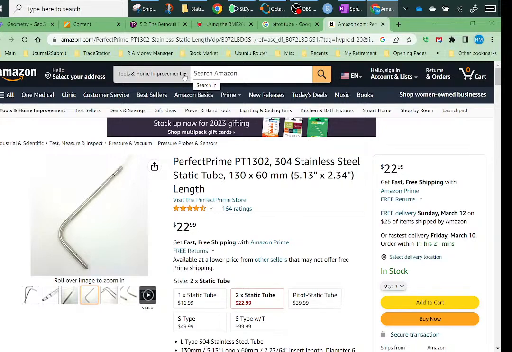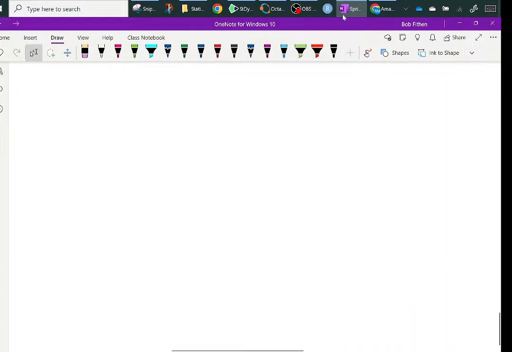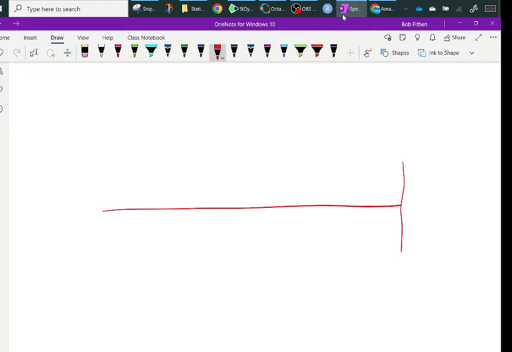Let me show you why. Why would you want a static tube, one without the other? I can show you that real quick, and then we'll work some problems. Say you take that static tube and you run out to a stream running past you really fast. Let's assume you just stuck a straw in the water.